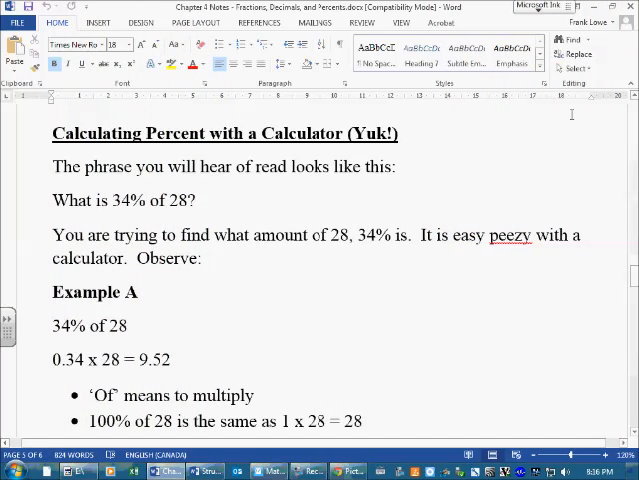The next part in our math that we're going to take a look at is calculating percent with a calculator.